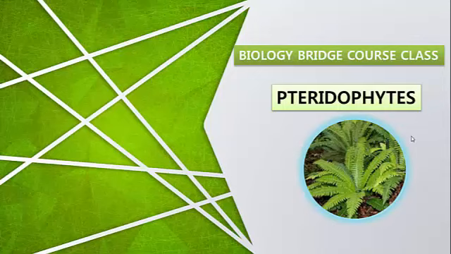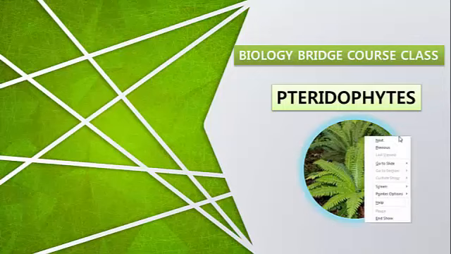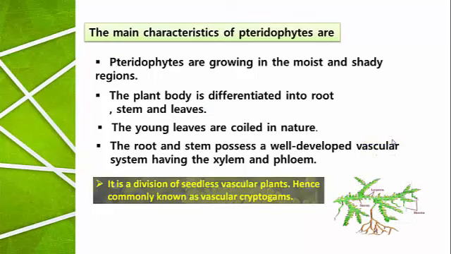A brief discussion on pteridophytes. Let us move to the characters. The main characteristics of pteridophytes are growing in moist and shady regions. It is a similar character to that of bryophytes.